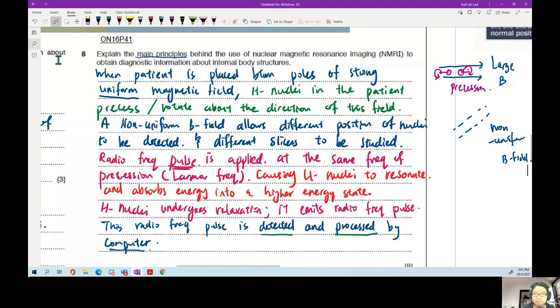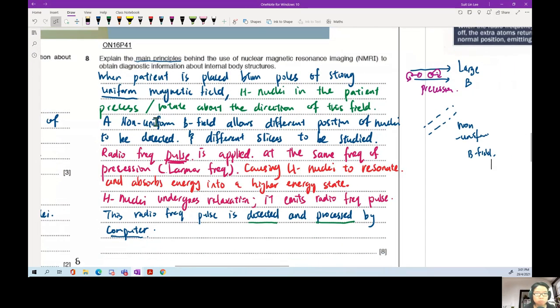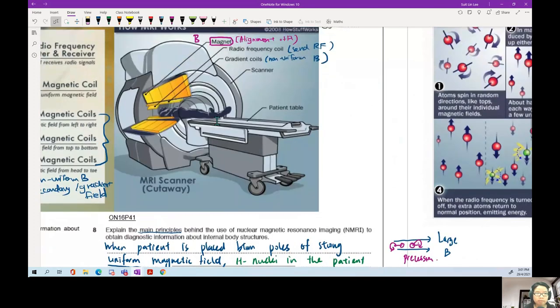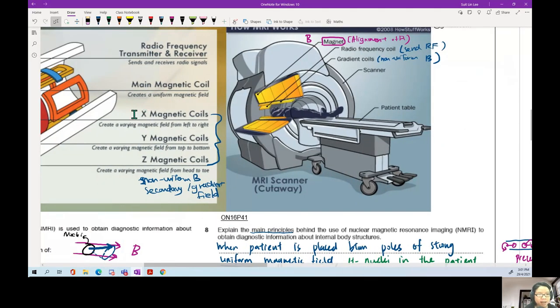So let's say this is the human body here, and I want to scan. This one you see here, they have X, Y, Z magnetic coils. These are all the non-uniform fields. Maybe the X direction one will send a non-uniform magnetic field in this direction. So I can decide whether I want to scan near the shoulder, near the clavicle, this bone here, in the middle of the chest, at the side, near the heart.